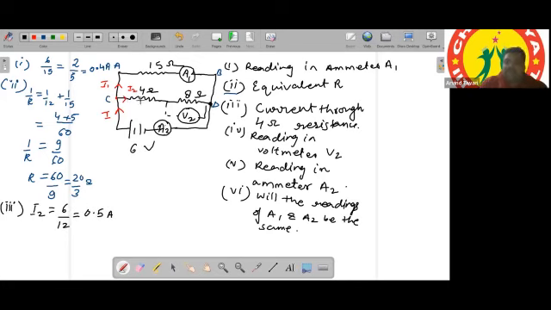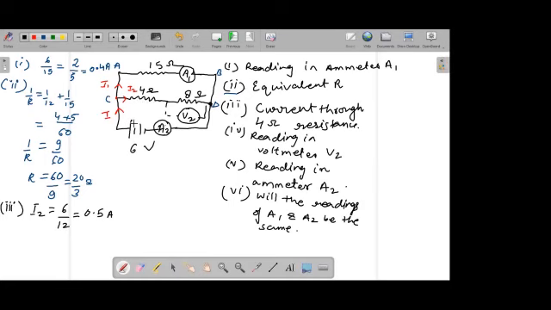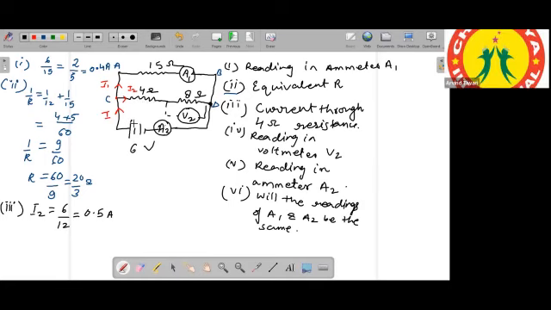Since I2 is the current flowing through CD, how much current is flowing through the 4 ohm resistance? Manan, how much current will flow through the 4 ohm resistance? 0.5 ampere only. As in a series circuit, current remains the same. So 0.5 ampere will flow through the 4 ohm resistance.